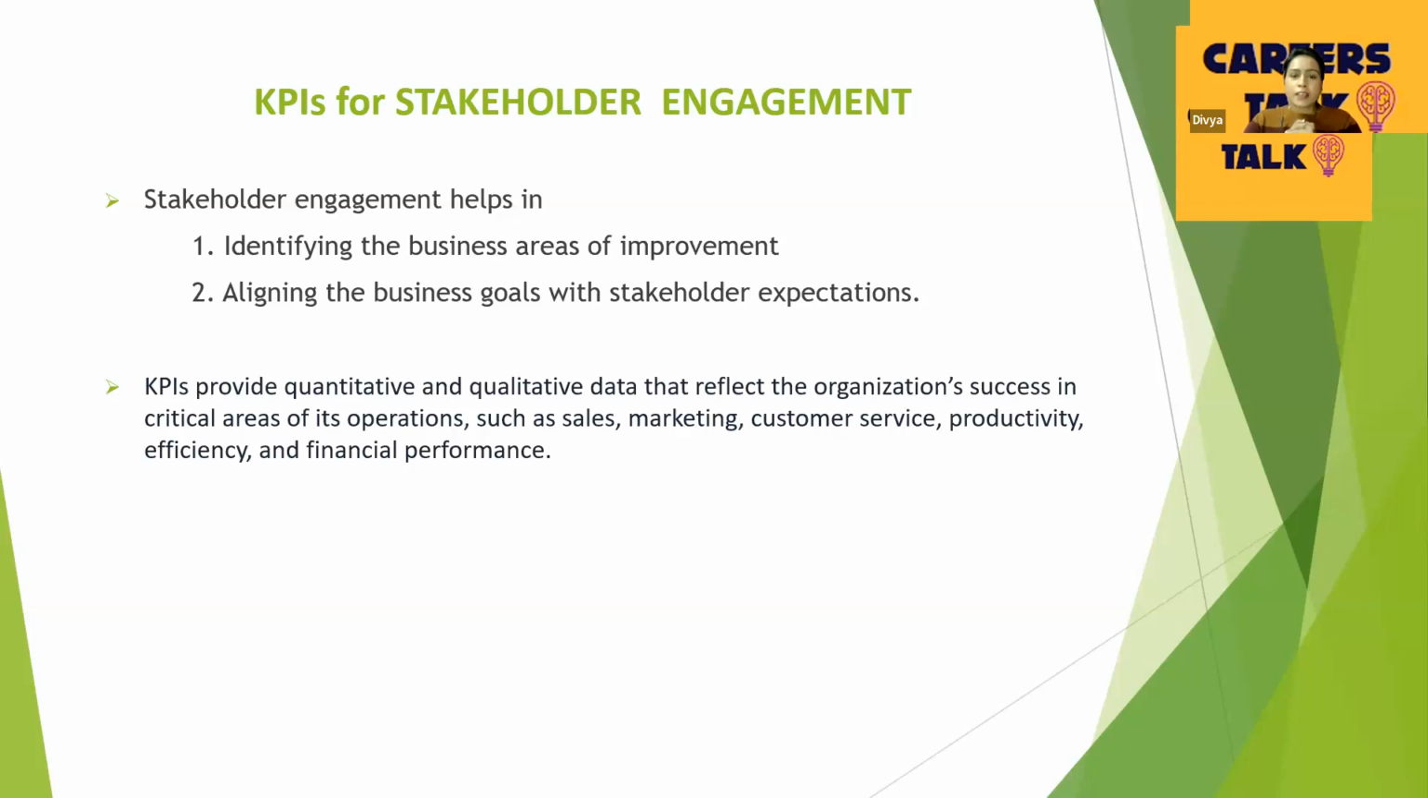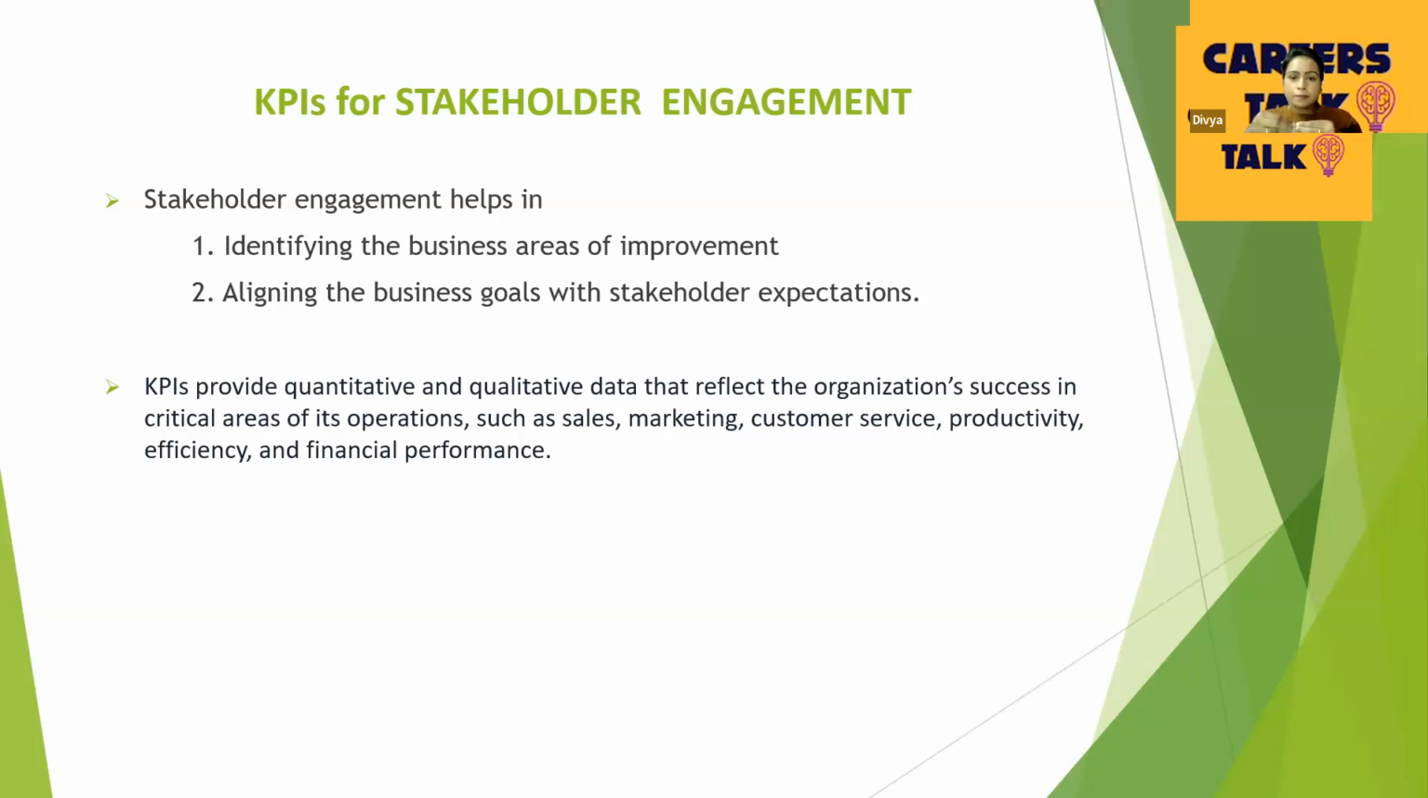So, KPIs for stakeholder engagement. What is a KPI? KPI is a key performance indicator. Whenever we define some KPIs while engaging or contacting the stakeholders, it helps us understand various aspects of our business where we need to improve. It also helps us in understanding the stakeholder expectations, where we are standing, and what necessary steps we need to take to meet the stakeholder expectations.